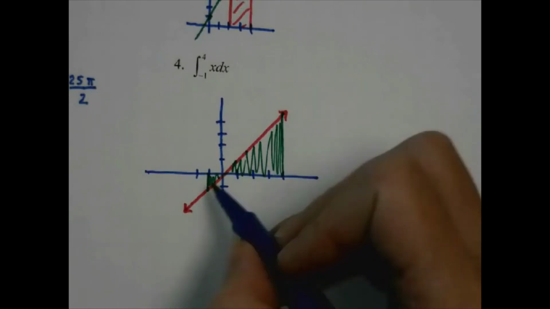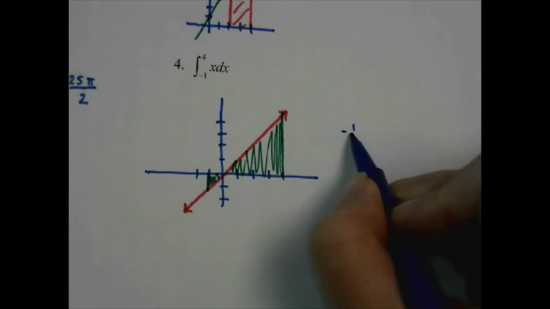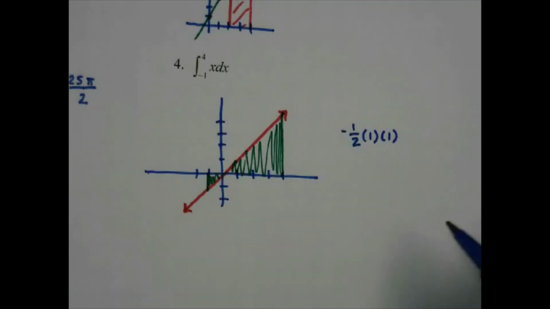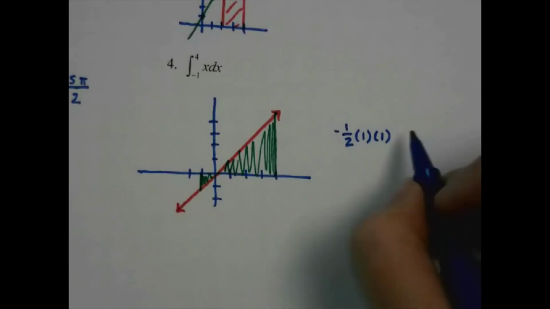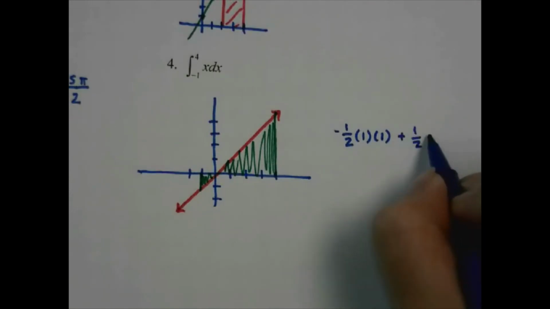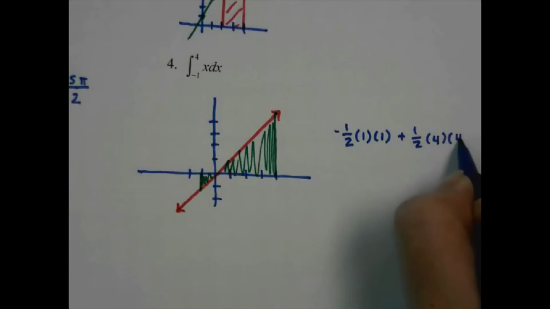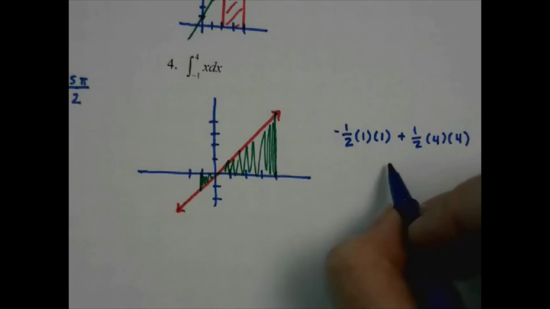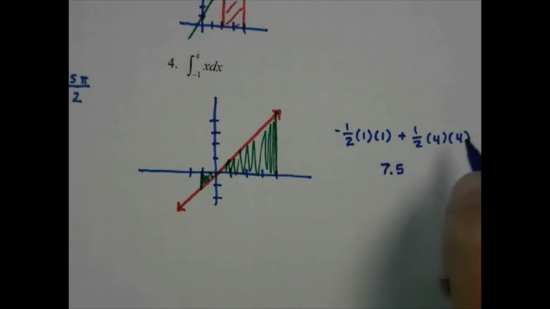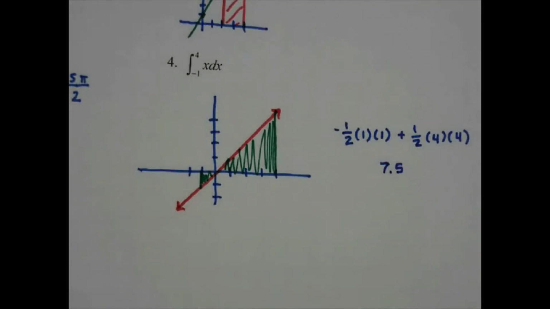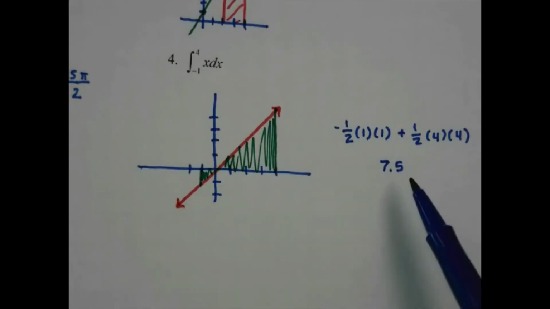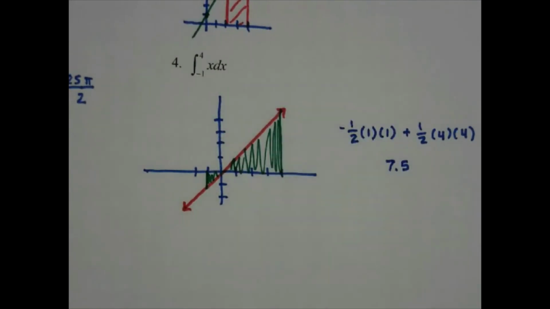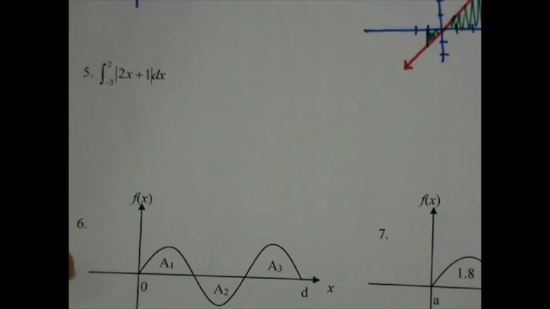So this is going to be this triangle, which is going to be -1/2 base times height, which is 1 and 1, but it's got to be negative if it's below the x-axis. And then here we'll have plus 1/2 4 times 4. So we'll have 16 over 2, which is 8, minus 1/2. So this integral is 7.5. So even though we're using area, the area I shaded isn't 7.5, but the integral is 7.5.